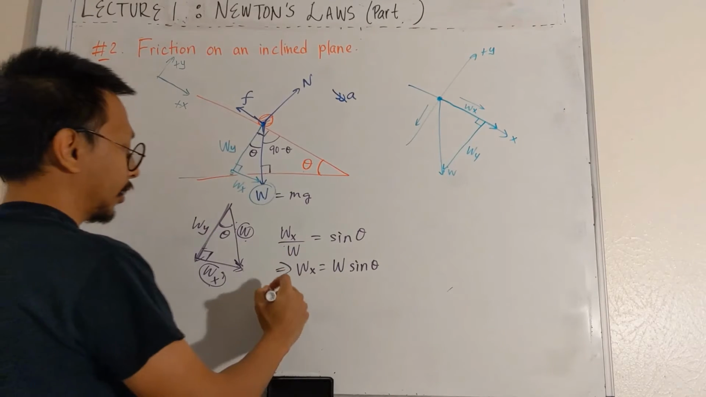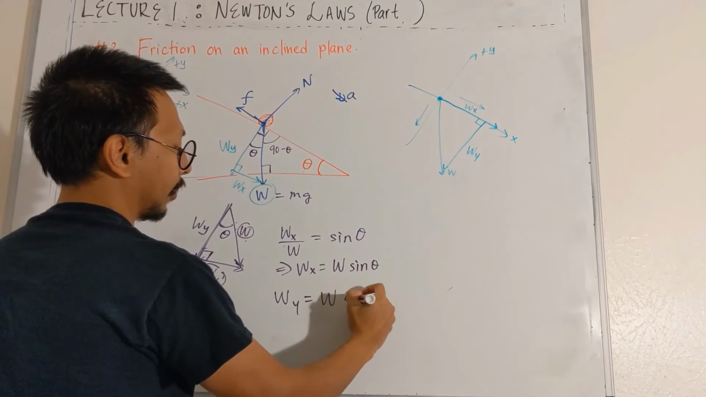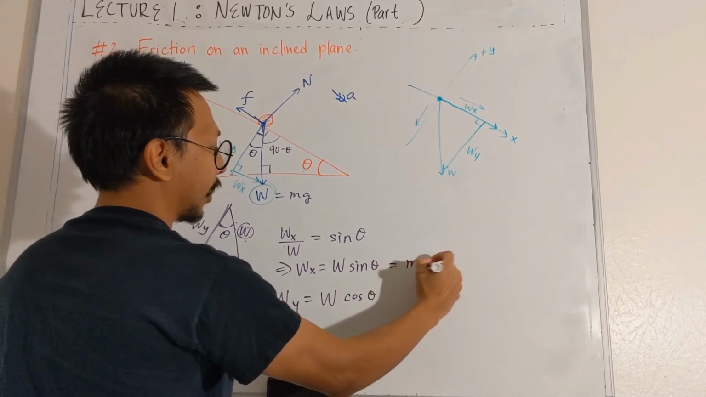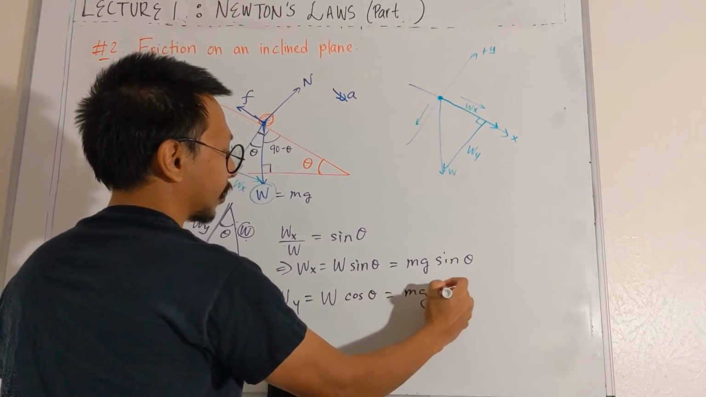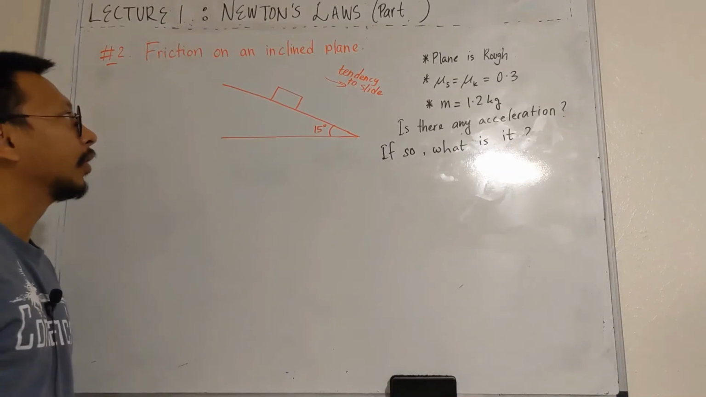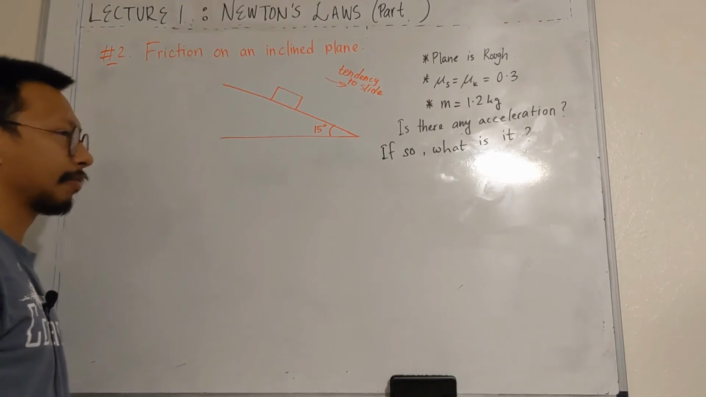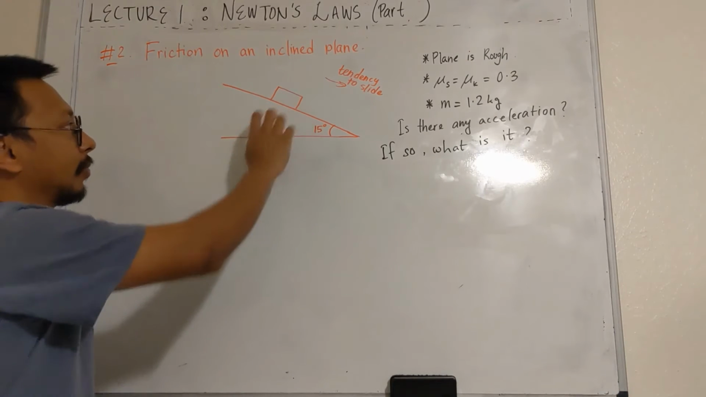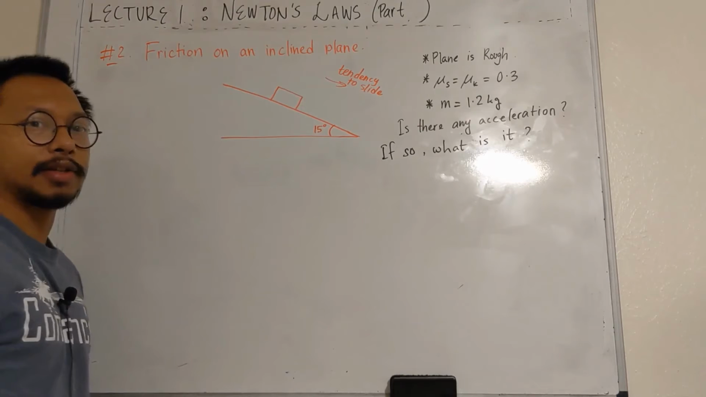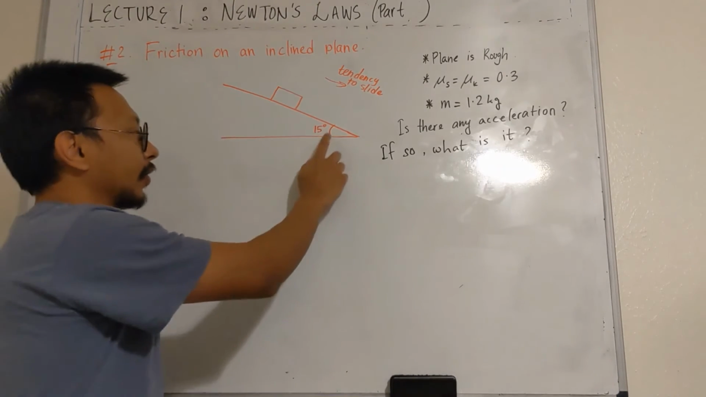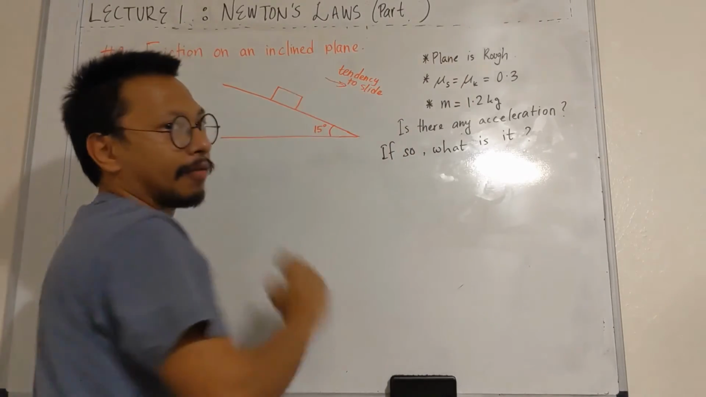Okay, similarly Wy is then W cosine theta, and remember W is nothing but mg, so mg sine theta, mg cosine theta. Okay, so now let's look at a problem with a different setup. We have set the book up not on a horizontal desk anymore, but on an inclined surface. The angle of incline of the surface is 15 degrees, and we say that the plane is rough.